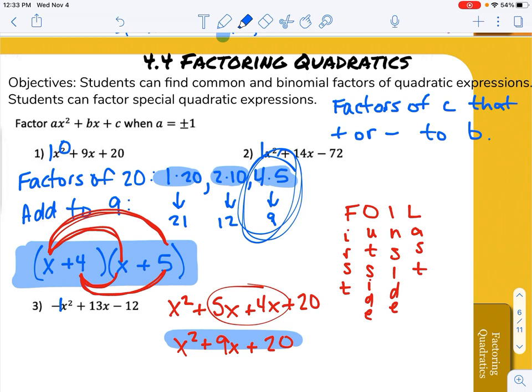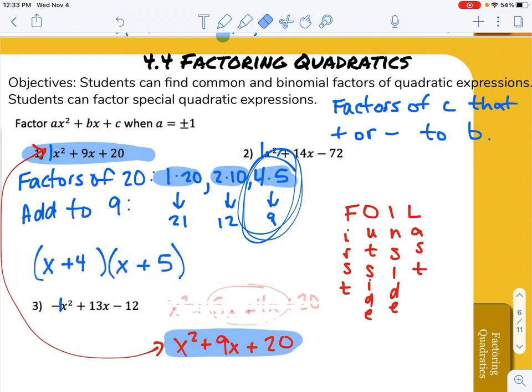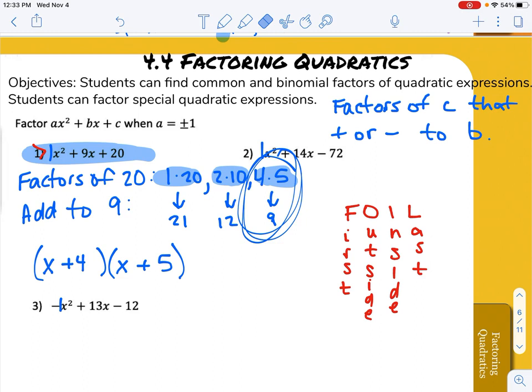So the whole reason I did that was to show you that the factored form and the original standard form are truly the same. These guys are equivalent to each other. Alright, so we don't actually need to do that on any following problems, but that is there to check if you want to check your work.